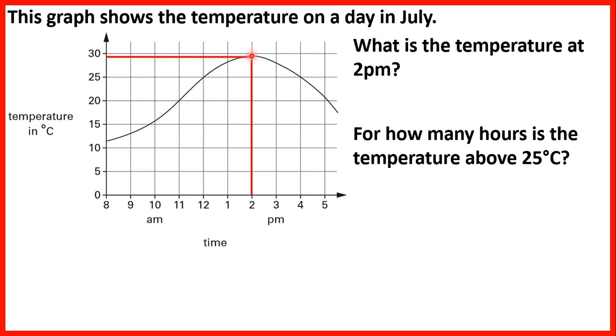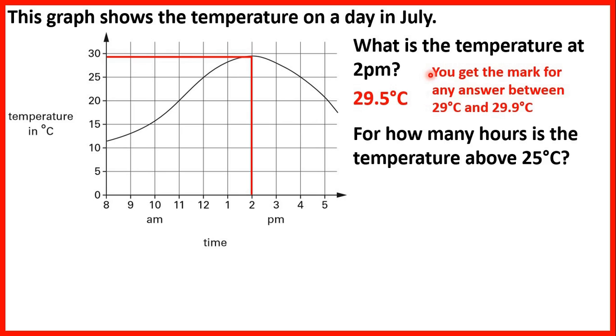But the line is very, very close to 30, so I would estimate that it's 29.5 degrees. You get the mark for any answer between 29 and 29.9. Now, for how many hours is the temperature above 25 degrees? So we have the temperature in degrees on this side, so we can find 25 and draw a line across.